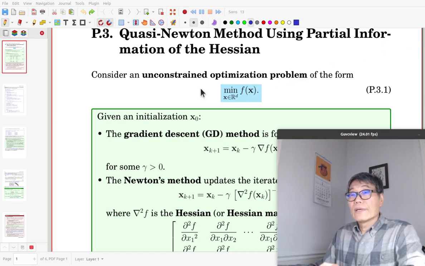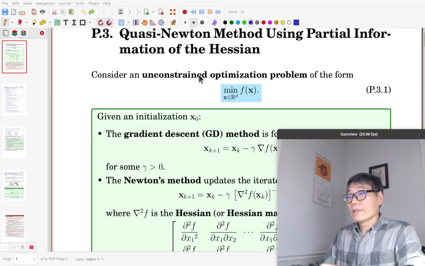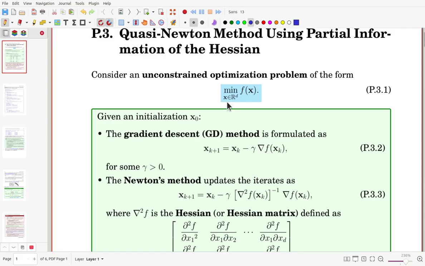Here is a project. You will design and implement a Quasi-Newton method that uses partial information of the Hessian. Let's consider an unconstrained optimization problem, minimum over x of f(x). It can be solved iteratively starting from an initial point x0.